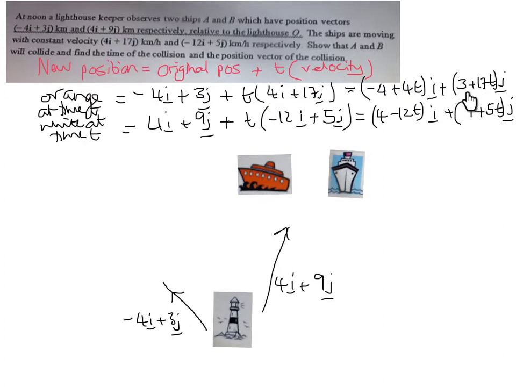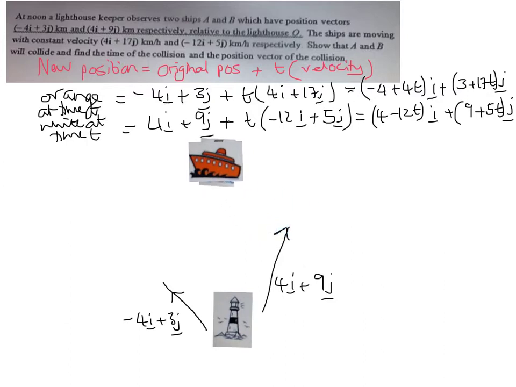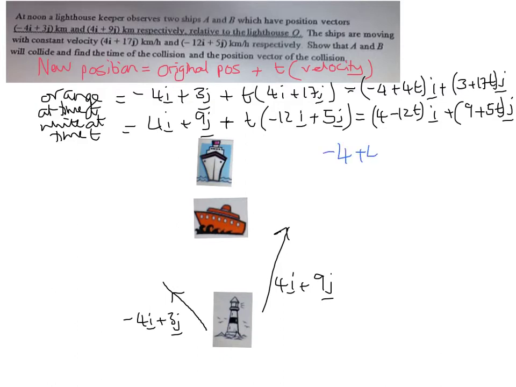So this 3 plus 17t would equal this, 9 plus 5t. Now if they crash, then they are in the same i position and as well the same j position, and we can use that information to find out what time they're going to crash. So if they're in the same i position, that's when they look like this, so one of them is north and south of the other one, then the i bits will match. So minus 4 plus 4t would equal 4 minus 12t, and that's going to happen when 16t is 8, t is half an hour. So after 30 minutes, they're going to crash.